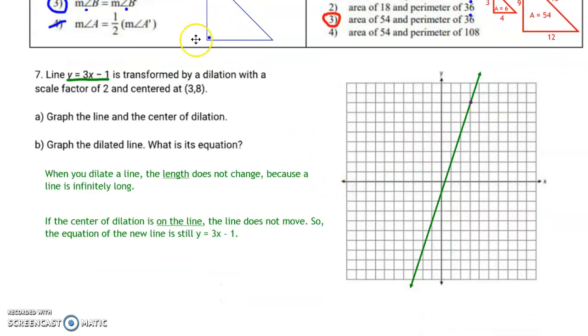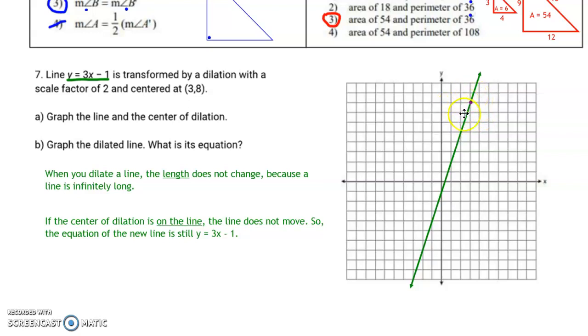Line y equals 3x minus 1, which is graphed here, is transformed by dilation. Scale factor of 2 doesn't mean much in this case because we're not increasing the length. You can't increase the length of a line because a line is infinitely long. So twice infinity is still infinity. But we're really concerned about this center of dilation.